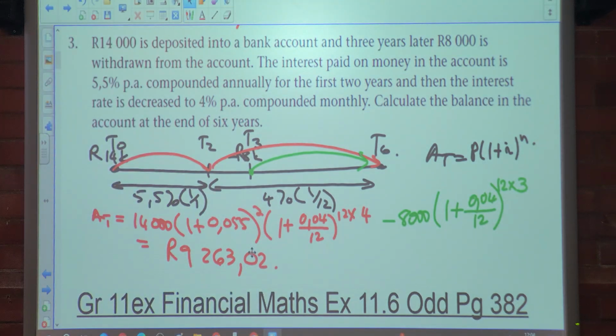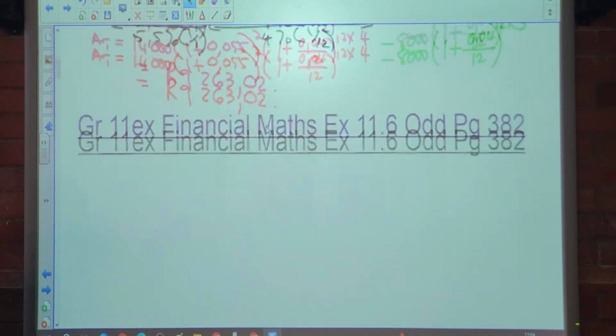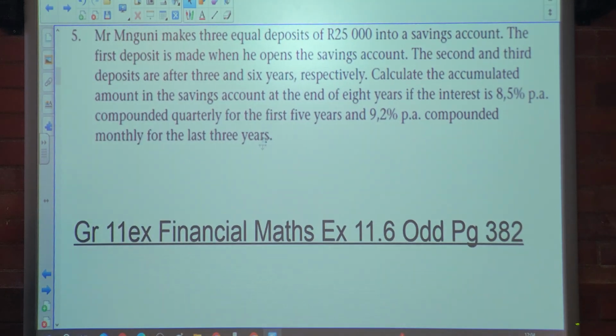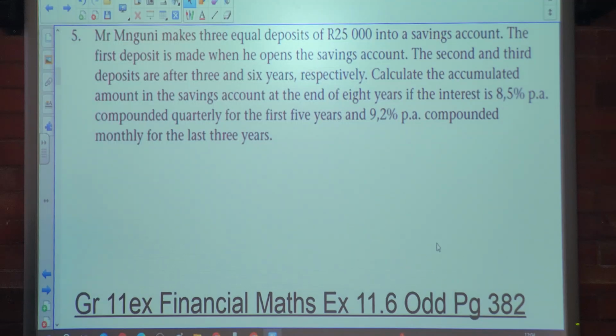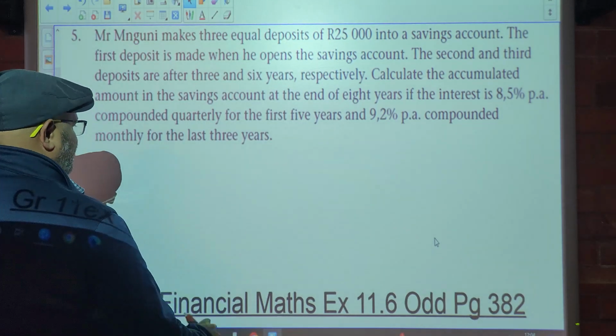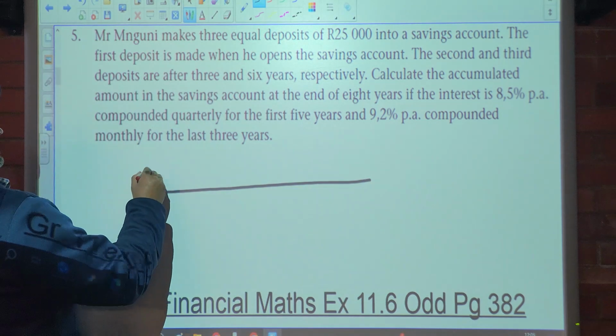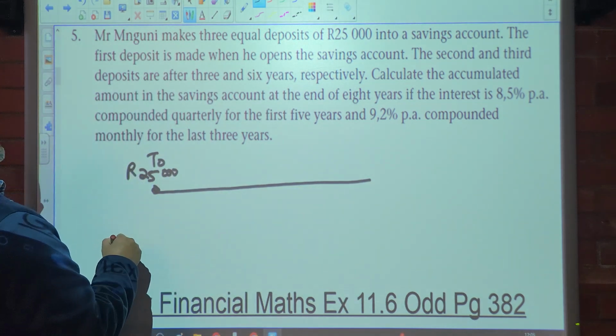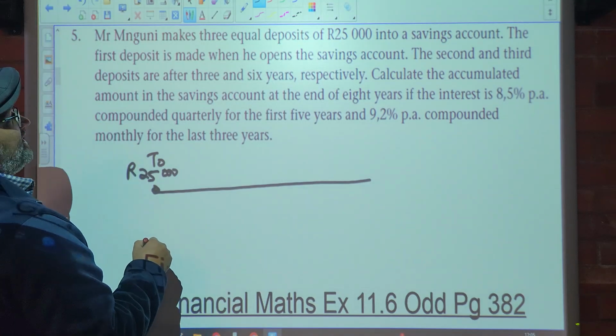You guys understand? Right. Let's go to number 5. Number 5, we are told that Mr. Ngoni, is that right? I'm getting better at this, no? Ngoni makes 3 equal deposits of 25,000 rand into a savings account. So T0 starts off with 25,000 rand. The first deposit is made when you open.